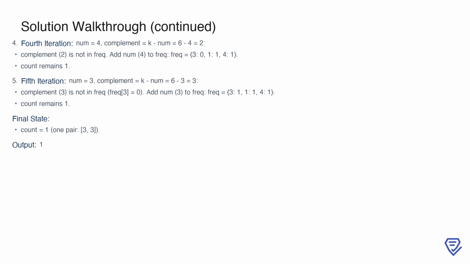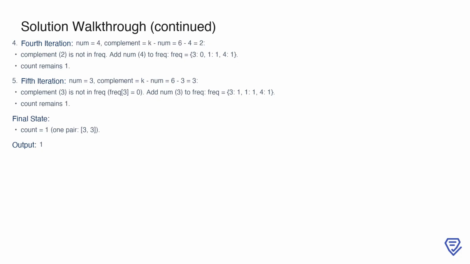In the fourth iteration, we examine the number 4. The complement needed to sum to k is 2, but since 2 is not in the frequency map, we add 4 to the map. The frequency map is now frequency = {3: 0, 1: 1, 4: 1}, and the count remains 1. In the fifth and final iteration, we process another 3.